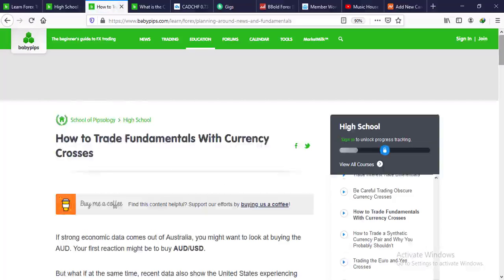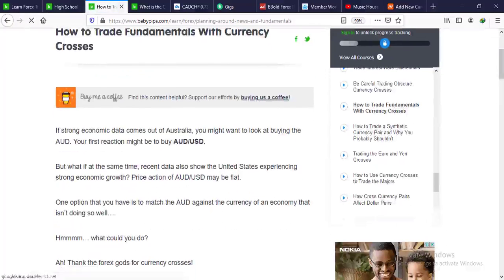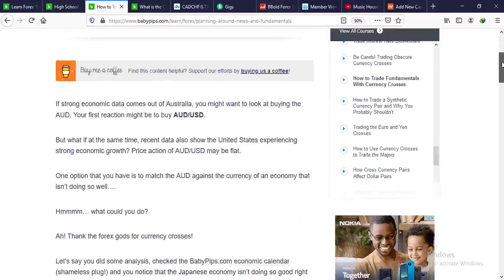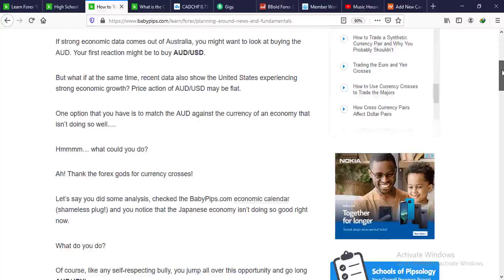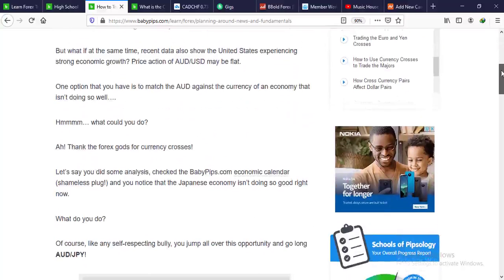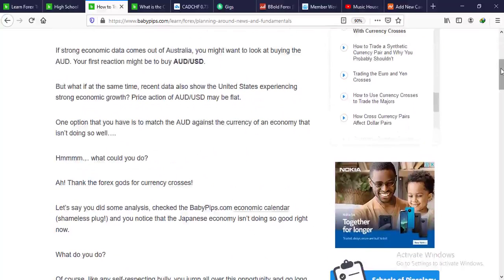So here we are on how to trade fundamentals with currency crosses. Basically, what we are learning here is that if strong economic data comes out of Australia, for example, you might want to look at buying the AUD. But your first reaction will be, okay, if Australia is strong, let me buy the Australian dollar against the US dollar. But what you do not take into consideration is, what if the US is experiencing strong economic growth at the same period of time? What's going to happen? Price will go flat.